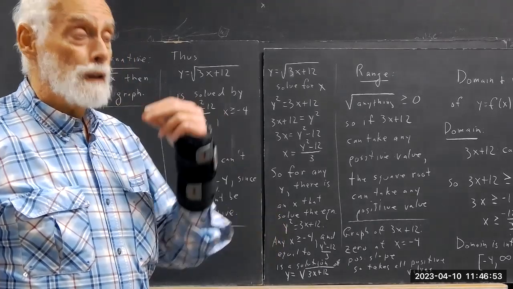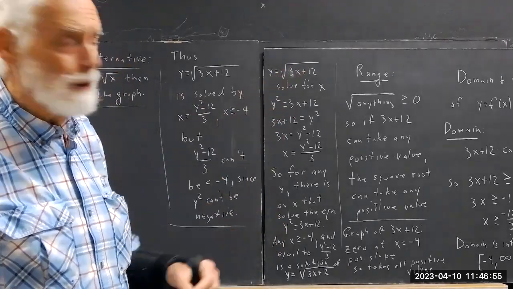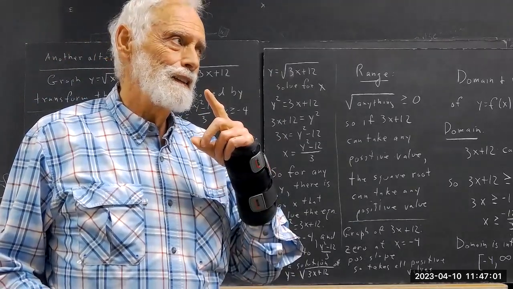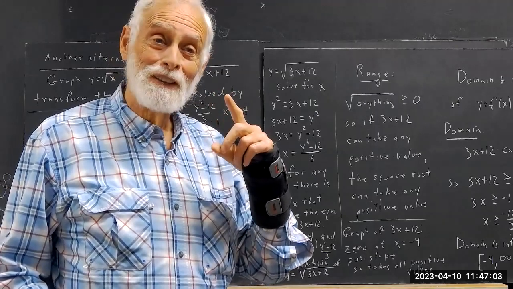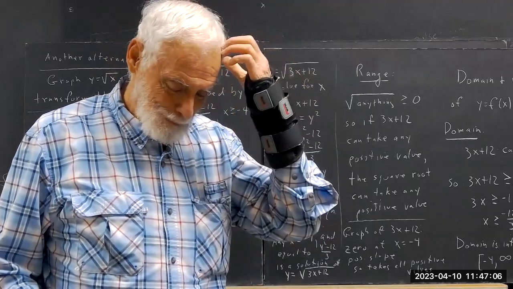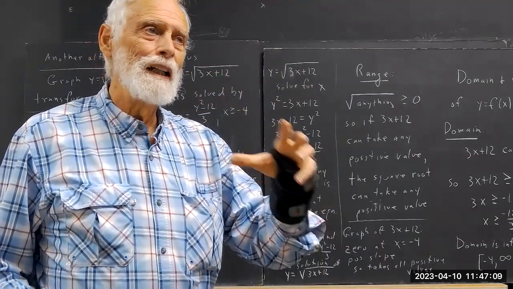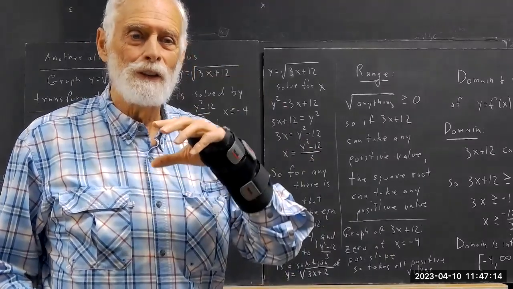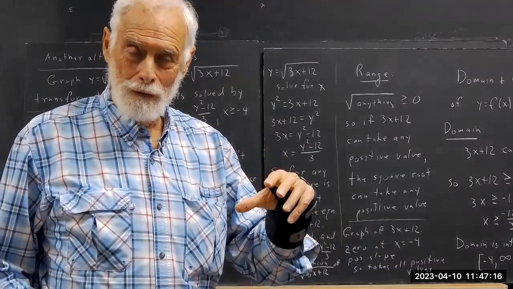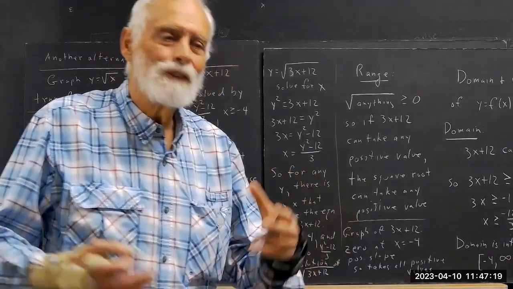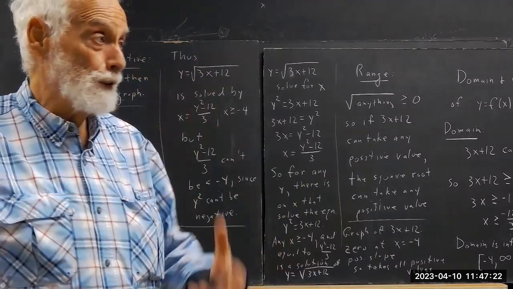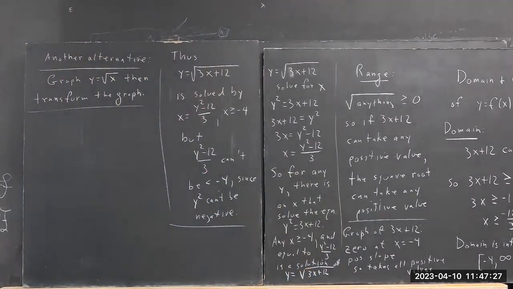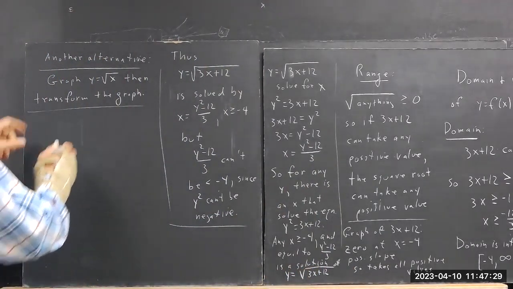Also, I want you to see this. I want you to see the graph of the square root function as an inverse of the graph of the squaring function. Now, that's somewhat beyond the scope of this course, but we're going to do it. Okay. So here's the graph of the square root function.